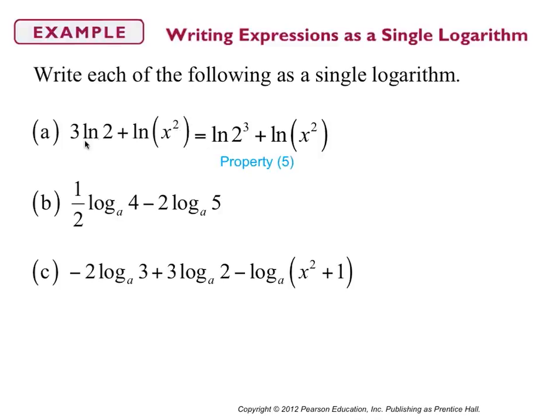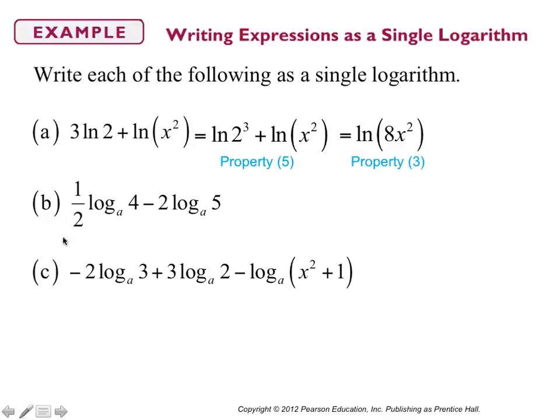So the first thing we're going to do is take all of our factors, so all of the numbers that are in front, and rewrite them as powers instead of the other way around. So for this one, we have ln of 2 cubed, and then this stays the same, plus ln of x squared. Now if you recall, if two things are added and they have the same logarithm at the same base, then we can multiply them. So really what you have here is ln of 8x squared, since 2 cubed gives you 8.